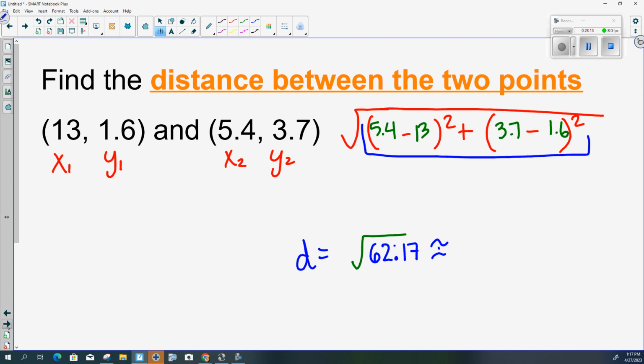And Martha, what did you get for this one? 7.8? Okay. I think that on Big Ideas, it wants this one. I don't remember what the wording says, but it didn't accept that.